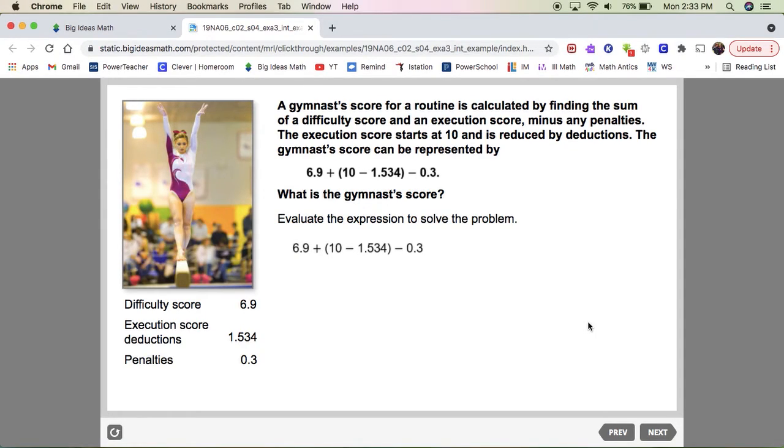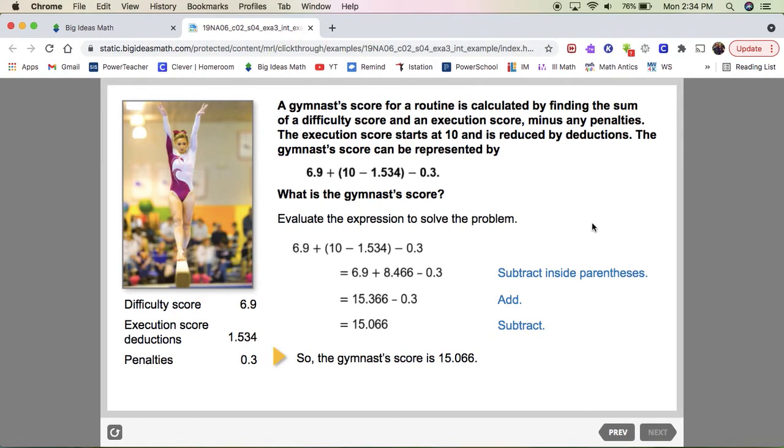What would we do first? Well, we would do the parentheses, and inside of the parentheses we have subtraction. Now I'm going to tell you that you're going to need to use scratch paper for that, and I don't have a way to show you on here, but you would write 10.000 minus 1.534 in order to line up your decimal points. And of course, if you were using a calculator, you just subtract it. Now we have addition and subtraction, so we go in order from left to right. We add first, then we subtract. Same thing, line up your decimal points. And so that is the gymnast score.